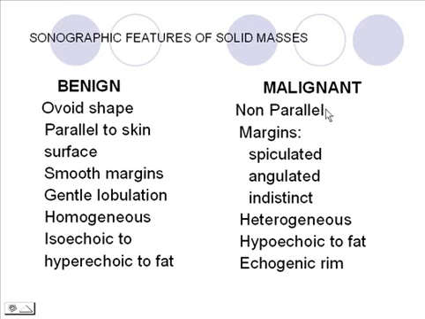Malignant masses tend to be non-parallel. Their margins tend to be spiculated, angulated, indistinct, heterogeneous, hypoechoic to fat, and have not an abrupt interface with the surrounding tissue, but rather are surrounded by an echogenic rim.